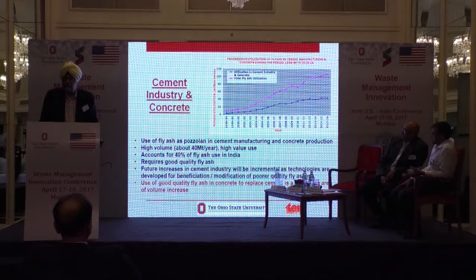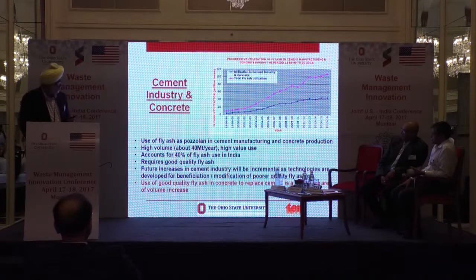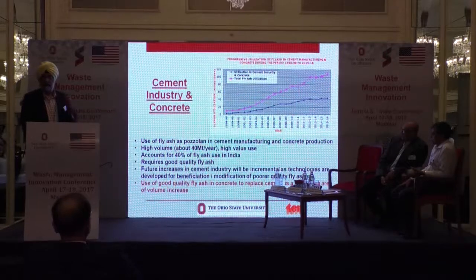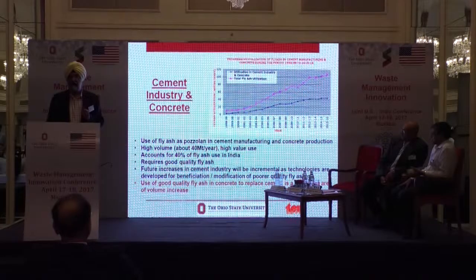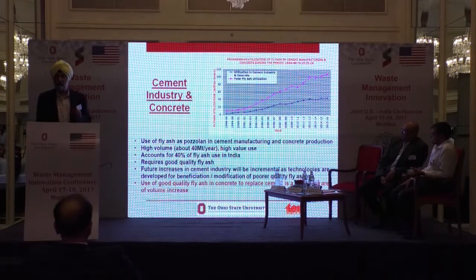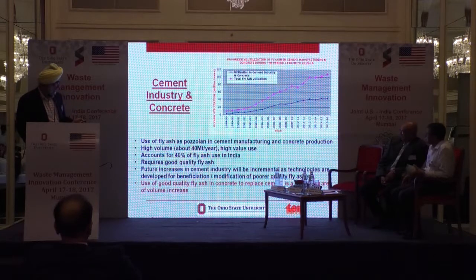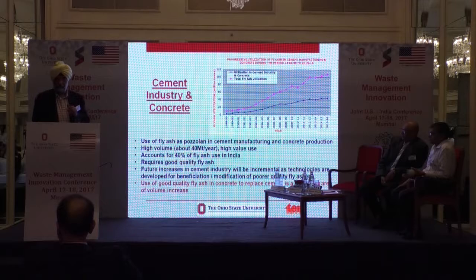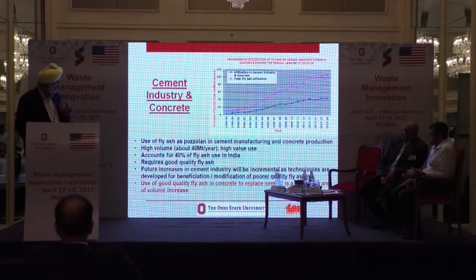This is the use of fly ash as a pozzolan, both in the manufacture of cement as well as in concrete. But this does require good quality fly ash. A fly ash that has high amounts of unburned carbon cannot necessarily be used and has to go through a modification process. This accounts for about 40% of all fly ash use. And this particular use is a high volume and high value use.